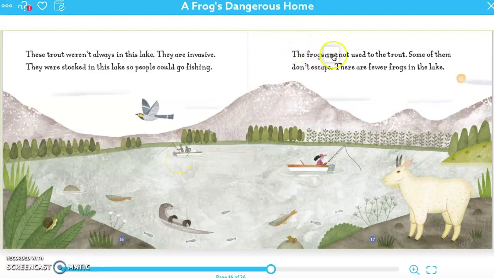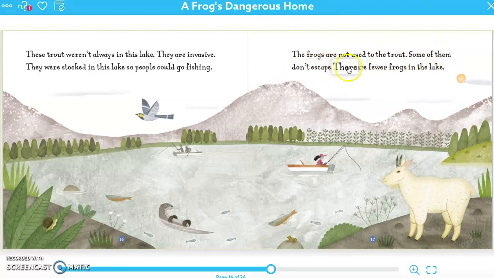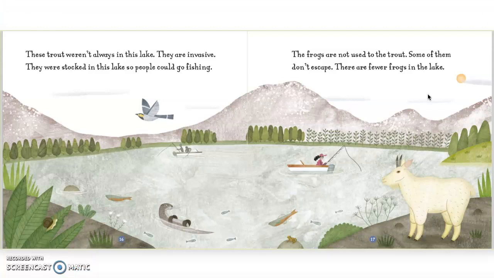The frogs are not used to the trout. Some of them don't escape. There are fewer frogs in the lake. Why would there be fewer frogs in the lake? What is around that's making those frogs go away? Right? The trout. The trout are eating the frogs.